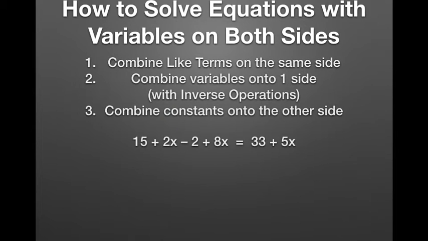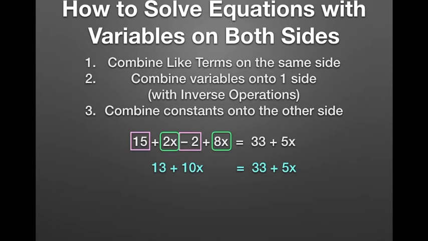Next, we'll solve equations with variables on both sides. And we'll start by combining the like terms that are on the same side. So we'll look at our equation and ask if we see any like terms, that is, terms that have the same variable and same exponent. And we do. There's 15 and minus 2, as well as 2x plus 8x. So we'll combine those terms. 15 minus 2 is 13, 2x plus 8x is 10x.